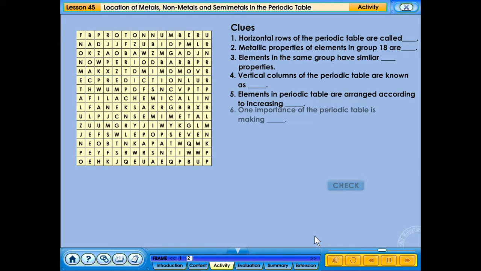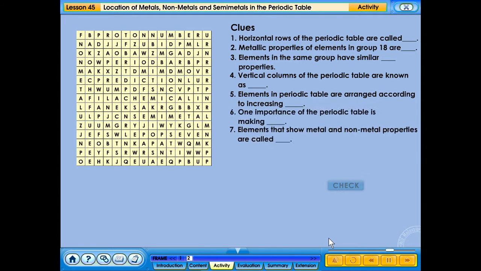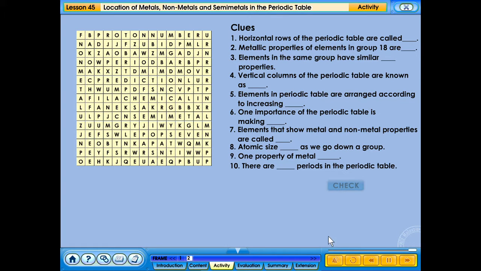6. One importance of the periodic table is making. 7. Elements that show metal and non-metal properties are called. 8. Atomic size as we go down a group. 9. One property of metal. 10. There are periods in the periodic table.